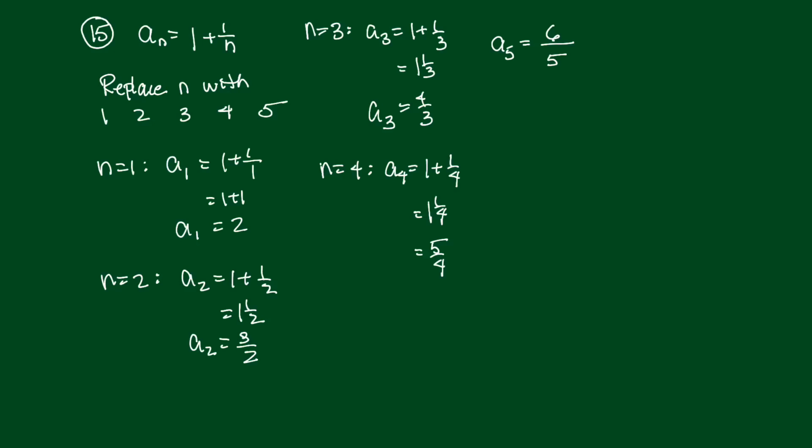Now, that's just what I think. You might actually want to compute that out just to be sure. But here's the first 5 terms. Starts here at 2, goes to 3 halves, goes to 4/3, goes to 5/4, then goes to 6/5.